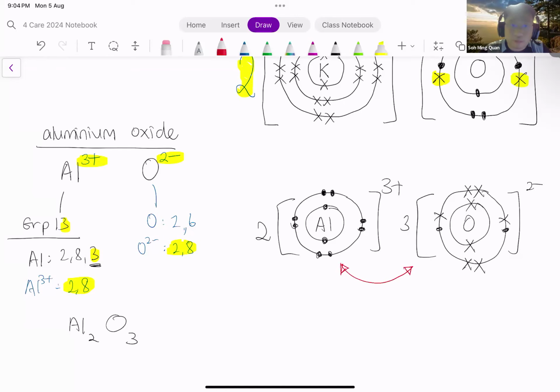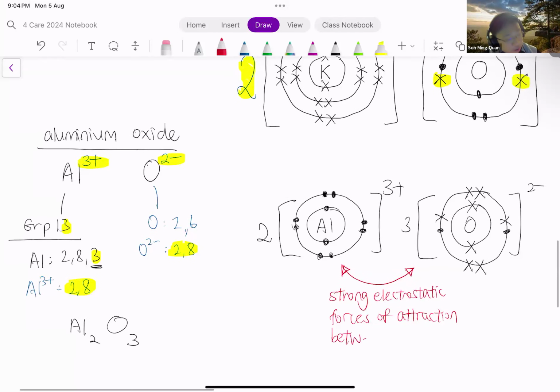Why is it that the Al3+ is attracted and stays together with the O2-? It's attracted and they stay together because there are strong electrostatic forces of attraction between the two ions. So recall, these are ions because they have charge. So these forces of attraction are known as electrostatic forces of attraction.